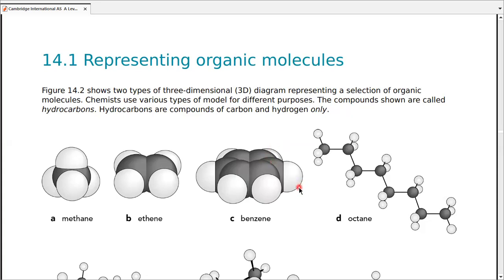Okay, so let's get started. 14.1 is representing organic molecules. So these figures actually show you different representation of different molecules and their 3D models for the purposes.